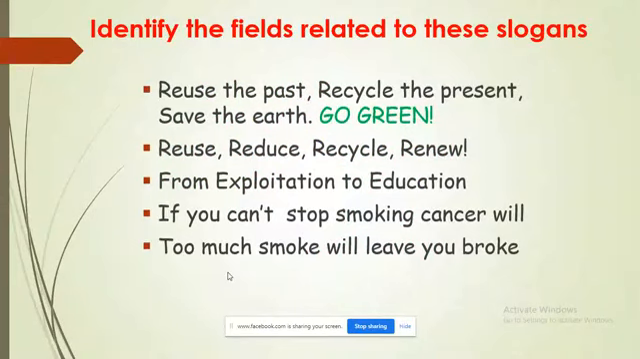Now, dear children, let's see these examples. Reuse the past, recycle the present, save the earth, go green. Can you guess what the topic is? Yes, environmental conservation. Very clear. Almost the same: reuse, reduce, recycle, renew. Same, environmental conservation. See the next slogan: from exploitation to education. I think you have guessed it. Yes, child labor. If you can't stop smoking, cancer will. And last, too much smoke will leave you broke. Both of these slogans clearly mention that the topic is smoking.